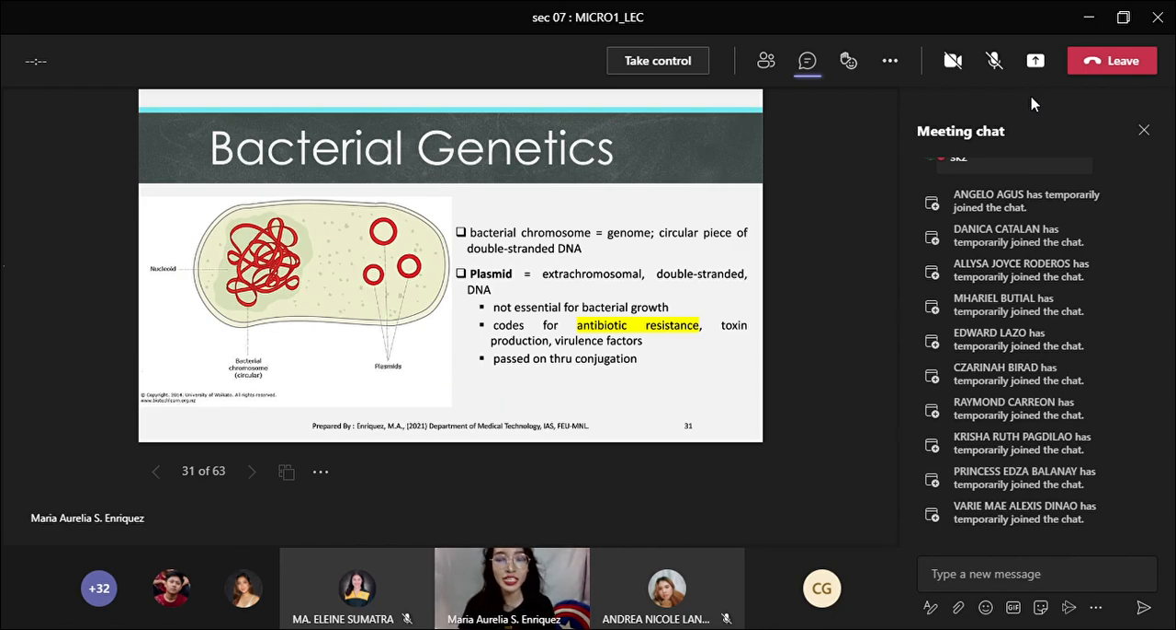Maliban po dito sa pinaka-genome nila, bacteria also have what are referred to as plasmids. So plasmids are additional information contained in one small circular piece of extrachromosomal double-stranded DNA. Plasmids are not essential for bacterial growth, so okay lang po if either they don't have a plasmid or they lose it along the way. Pero po, genes that encode for things such as antibiotic resistance or toxin production or some other virulence factors, most of them are often located inside of those plasmids.